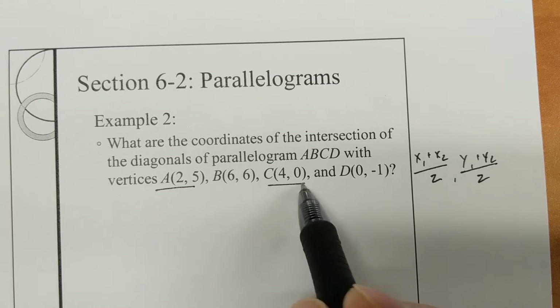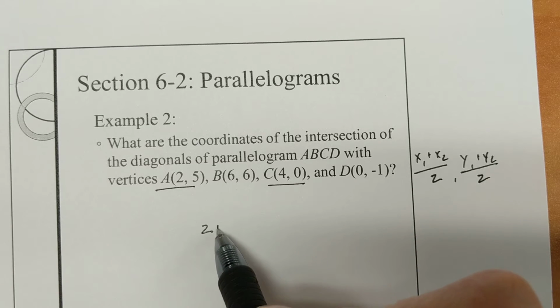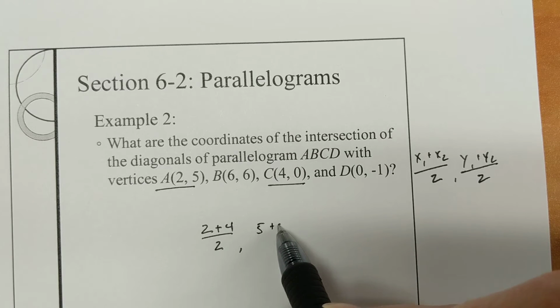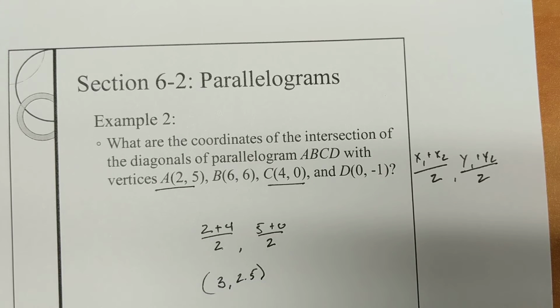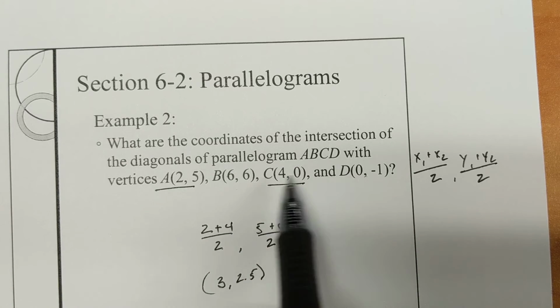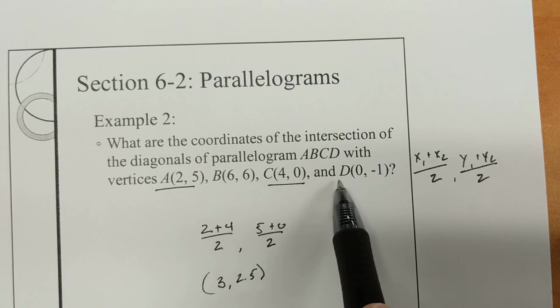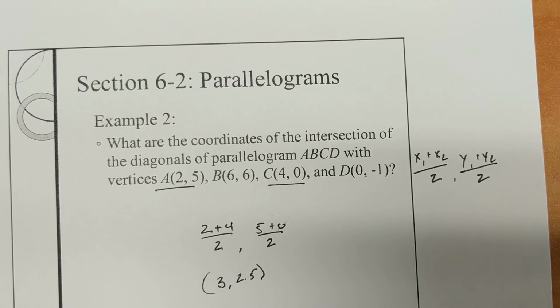So I'll do A and C. x1 plus x2 over 2, comma, y1 plus y2 over 2. That's going to be 6 over 2, so that's 3. 5 over 2 is 2.5. If I do the same thing with B and D, I'll get the same answer. 6 plus 0 is 6 over 2. For the y's, 6 plus negative 1 is going to be 5 again, so I'll get the same value.